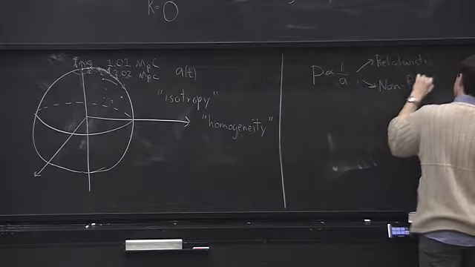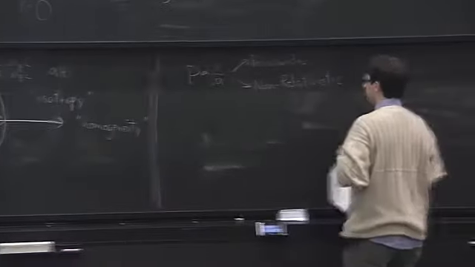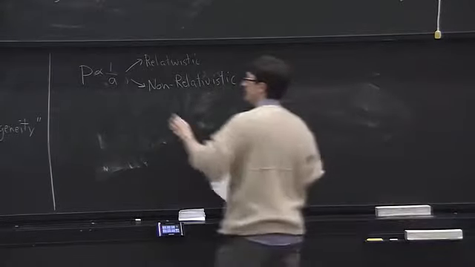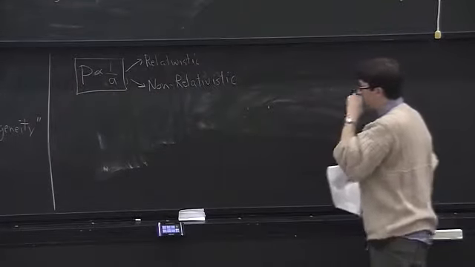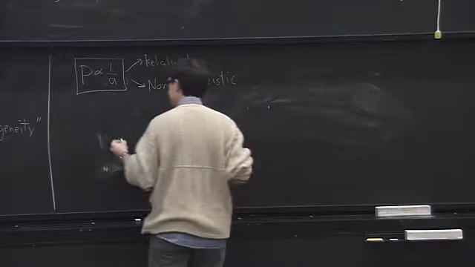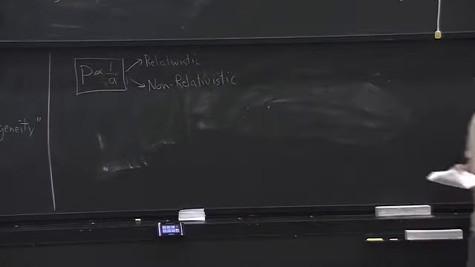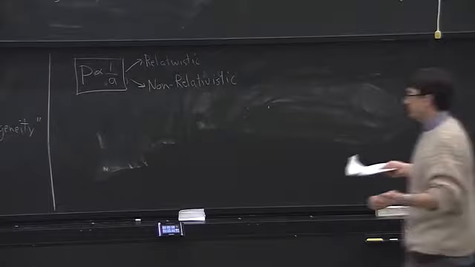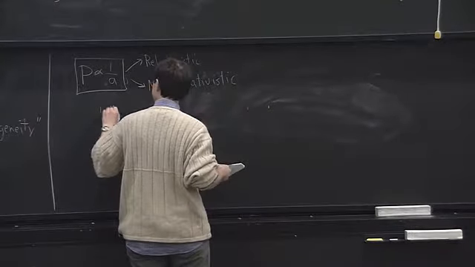Surprisingly, a large number of the observed features of the universe are accounted for by that simple rule. So that's one thing worth remembering. So let's derive that. Remember that last time I said there are two ways to derive the geodesic equation. There's a notion of geodesic.